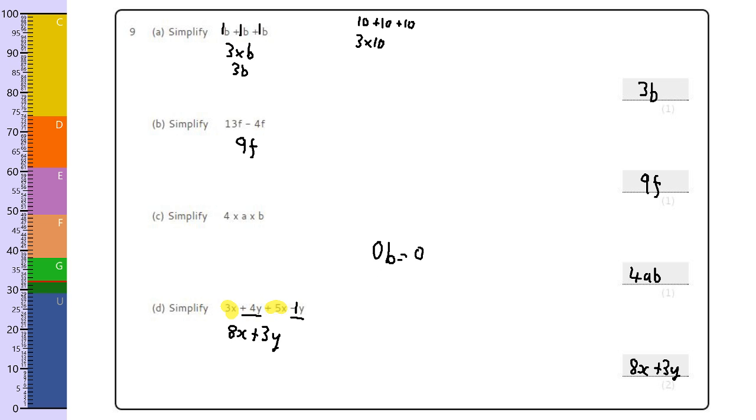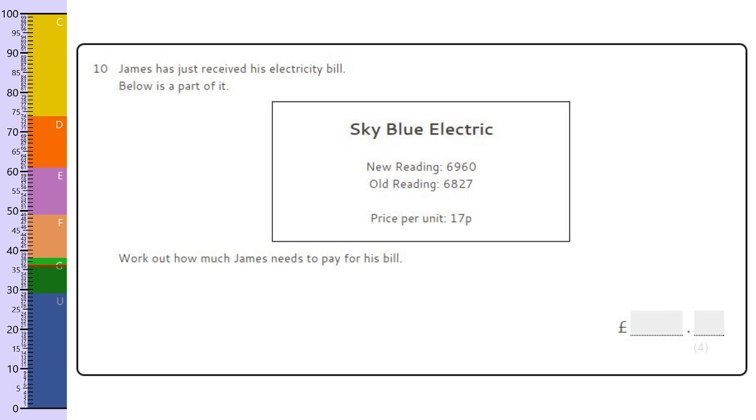Okay, that's a lot of algebra talk, but I think it's worth it if you followed me. If we got that right, and we got all of the ones right so far, you are at a G, but there's loads more questions left to try and pick up more marks. So you're not going to get a G, but you are currently at a G, which is excellent. Question 10, if you'd like to pause the video now and have a go.